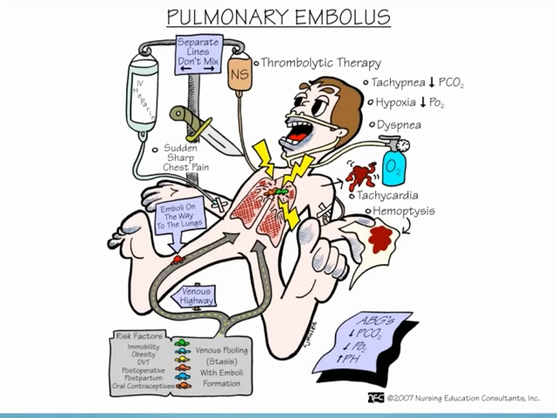Some of the treatments we may use would be thrombolytic therapy. Some of the symptoms we may see include tachypnea, hypoxemia, dyspnea, tachycardia, maybe even hemoptysis, where we have blood in the sputum. And in our blood gases, anticipate seeing a low CO2, at least initially, a low PO2, and an increase in our pH. So we have a respiratory alkalosis associated with hypoxemia.